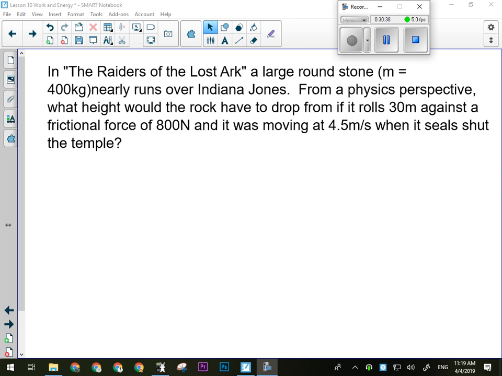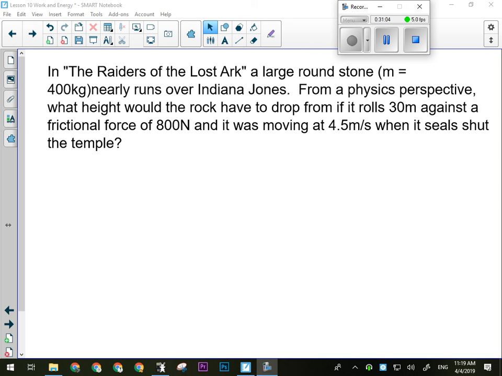So we've got this large round stone, 400 kilograms, nearly runs him over. From a physics perspective, what height would the rock have to drop from if it rolls 30 meters? And we're going to assume that it was just an inclined plane. We're simplifying it a little bit. It rolls 30 meters against a frictional force of 800 newtons and was moving at 4.5 meters per second at the end when it seals shut the entrance to the temple.